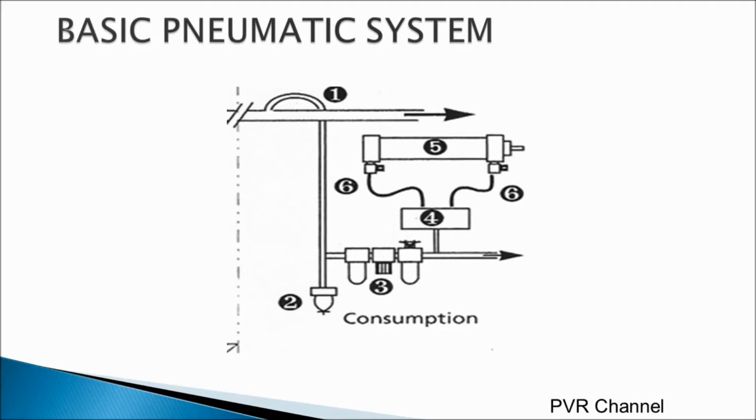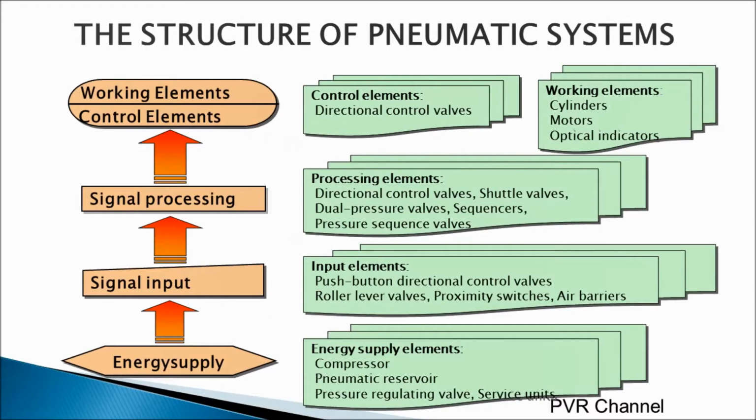And the next is the structure of the pneumatic system. Next step is the signal input elements like push buttons and sensors. All these come under the signal input elements. Next is the signal processing element like direction control valves or logic valves, etc. Then comes the control element, like a direction control valve again, and finally the working element. Finally our cylinders or air motors are going to perform the final task.